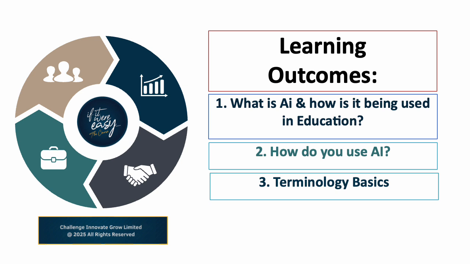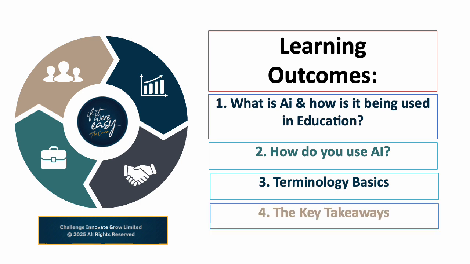We'll then look at some terminology basics, where we'll understand AI starts with knowing the key terms and concepts. We'll go over the essential terms like machine learning, natural language processing, and adaptive learning technologies, ending with the key takeaways. Because by the end of this module, you'll have a clear understanding of AI in education and how you can start using it responsibly and effectively. So let's dive in and explore how AI will teach you how to work smarter, not harder.